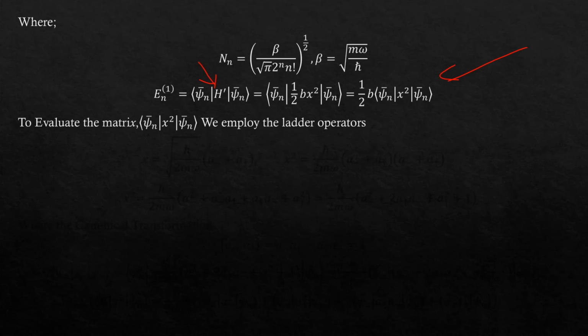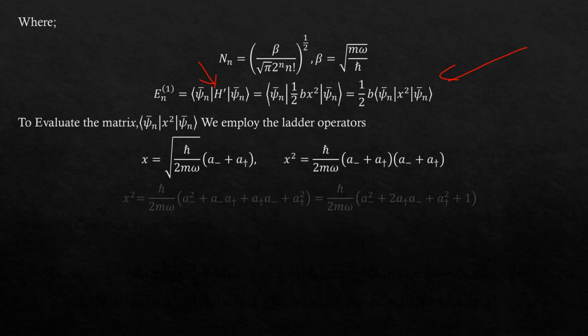correction, if we substitute our Hamiltonian, we are going to have this expression here, and the next thing is to evaluate this matrix element. We can evaluate it when we employ the ladder operators. It's easier to solve it that way. And these are the ladder operators we are going to employ. X is given by this expression, and this is our lowering operator. This is our raising operator.